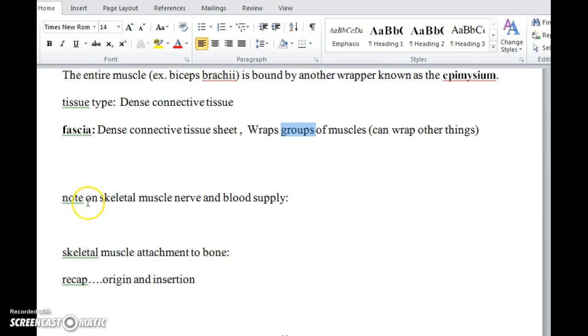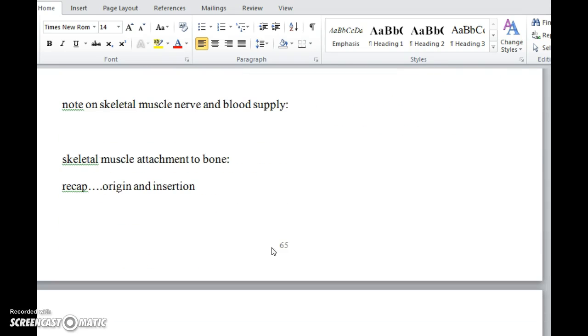All right, down here, we're just going to fudge this. This note on skeletal muscle, nerve, and blood supply: they've got lots of both. Lots of both. Write that down. We're done with that.